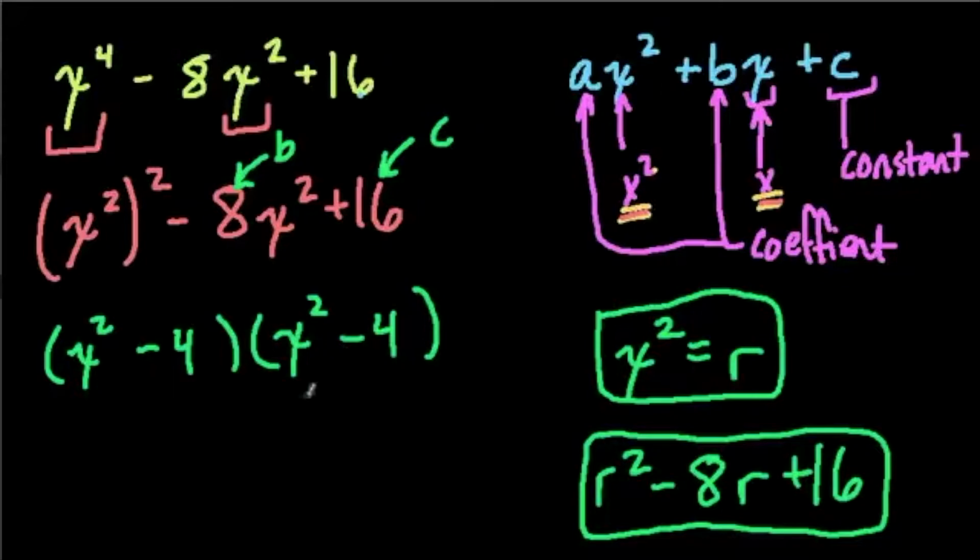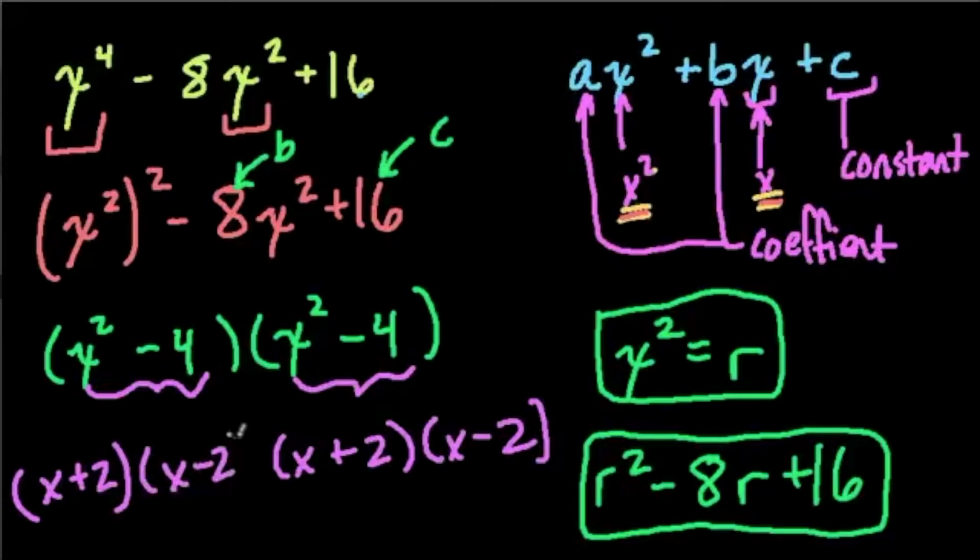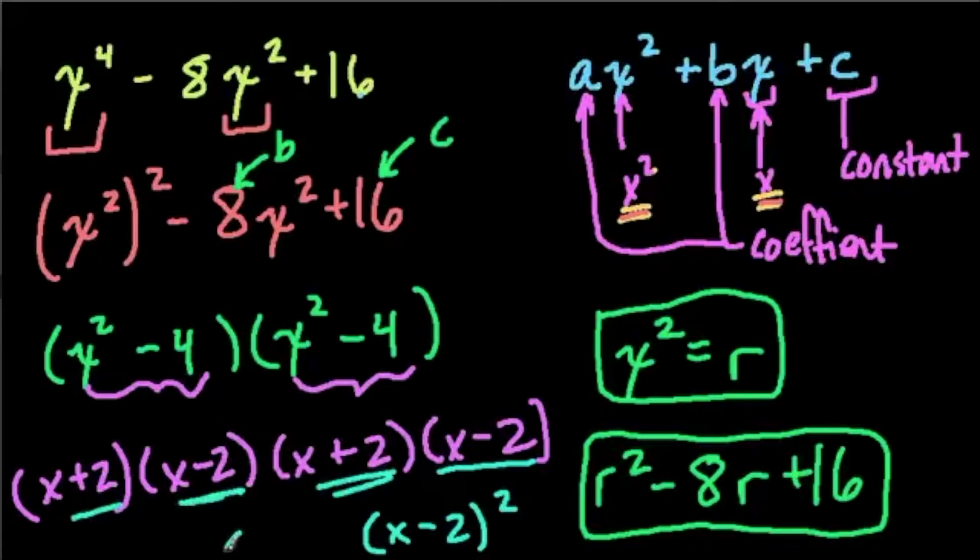So when we find the difference of two squares, this will be factored into x plus 2 times x minus 2, and so will this. So we can rewrite this as x plus 2 times x minus 2. Now you might want to leave it in this form, or you could write it as x minus 2 squared, and then x minus 2 and x minus 2, and then x plus 2 squared. It depends on what you're looking for here, but this will do as well. But these are essentially saying the same thing.